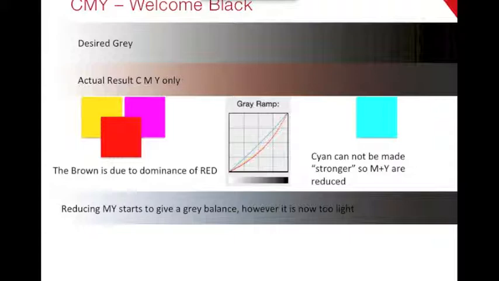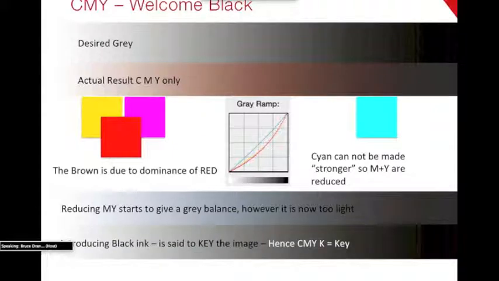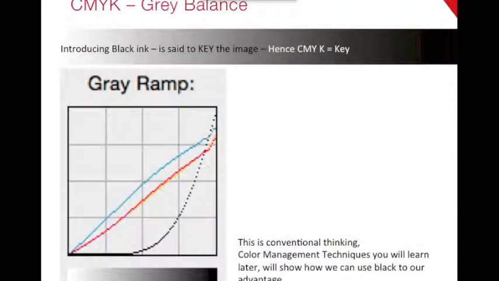However, it becomes too light. So let's welcome our friend black ink, and the black is set to key the image, hence CMYK, and if you've ever wondered why it's called K, it stands for key. So we now have what's called a grey ramp, and later on in these colour appreciation and summer schools, we'll see through colour management that we move away from this traditional way of thinking. But for now, this is a good way of thinking.